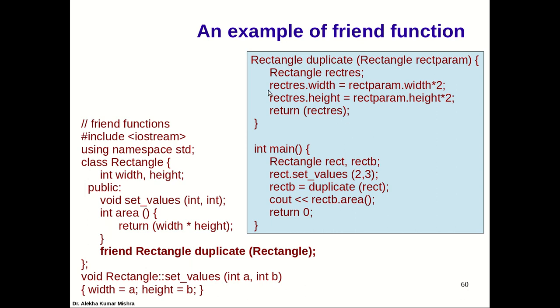See that. So rect_radius.width equal to rect_param.width * 2. Whatever value we are multiplying by 2, whatever the height, we are multiplying by 2, and we return the value wherever it is called in the main function. So here we are calling that function duplicate and passing a rectangle. Because the function is defined at the global level and it's not a member of the rectangle, and we have made it a friend, that's why it is able to access the private data members directly. Another example where the friend function is not a member of any class.